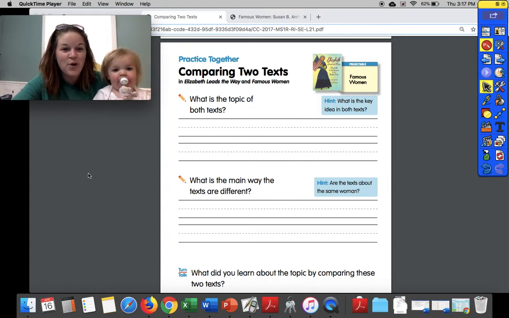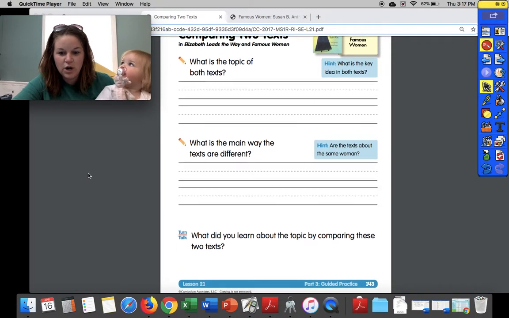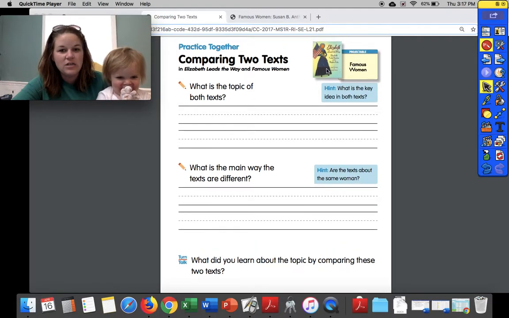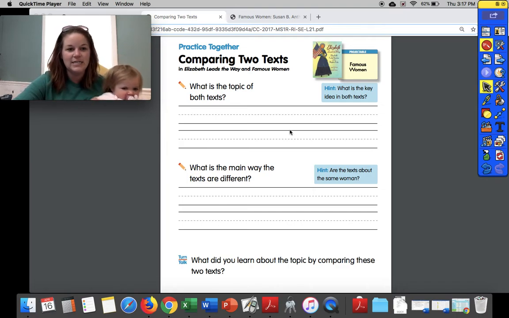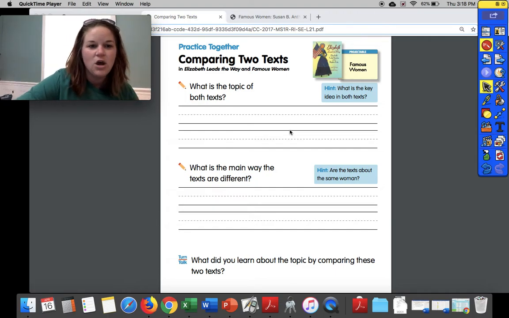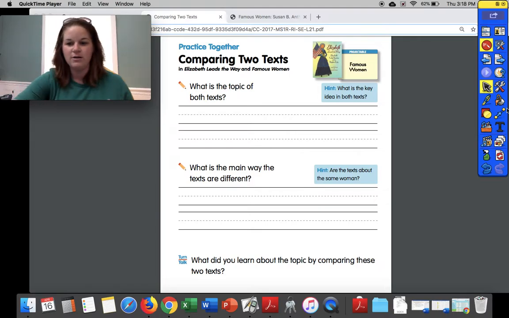All right, so we're going to finish up parts 3 and 4. So this is going to be workbook pages 143 and 144. So we're still looking at the two stories, Elizabeth Leads the Way and Famous Women. And we're talking about comparing and contrasting text. So when we compare two stories or text, we look at how they are the same. And when we contrast them, we look at how they are different.